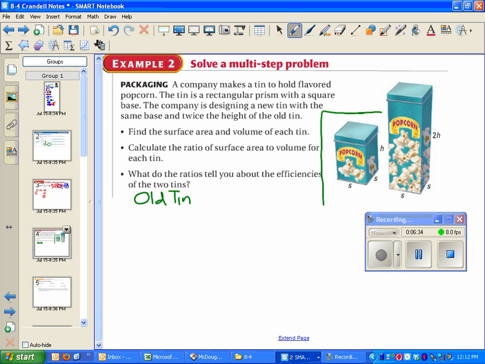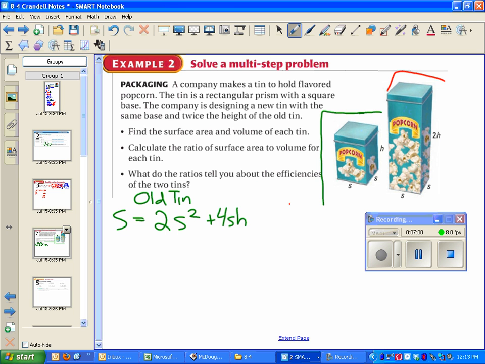All right, so the old tin, our surface area is going to be, well, we need the area of the top and bottom. So the area of the top and bottom is S times S. So 2 of those, and then we have 4 sides, and the area of each side is S times H. So 4SH. Okay. This will be our new tin.